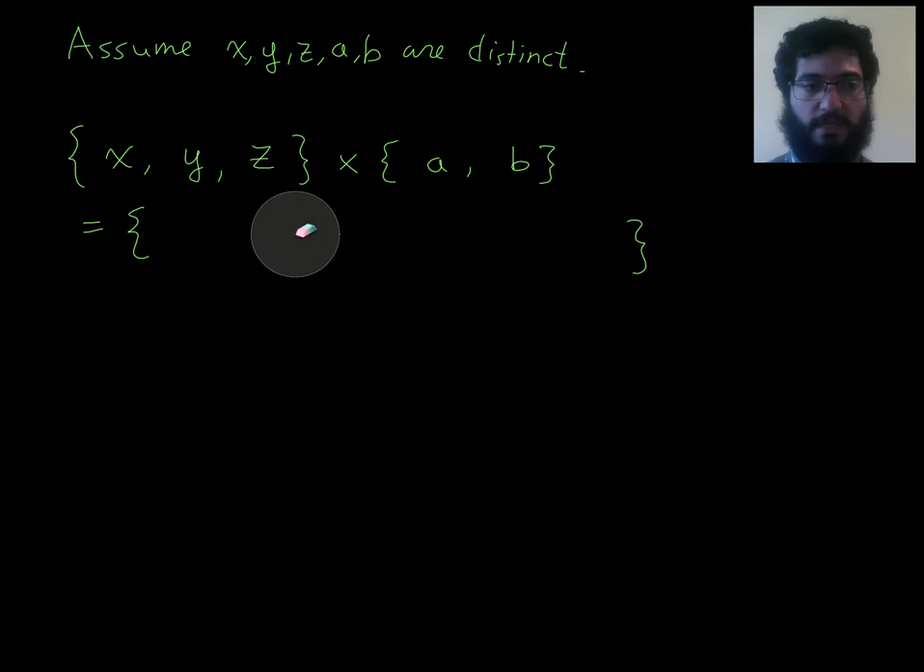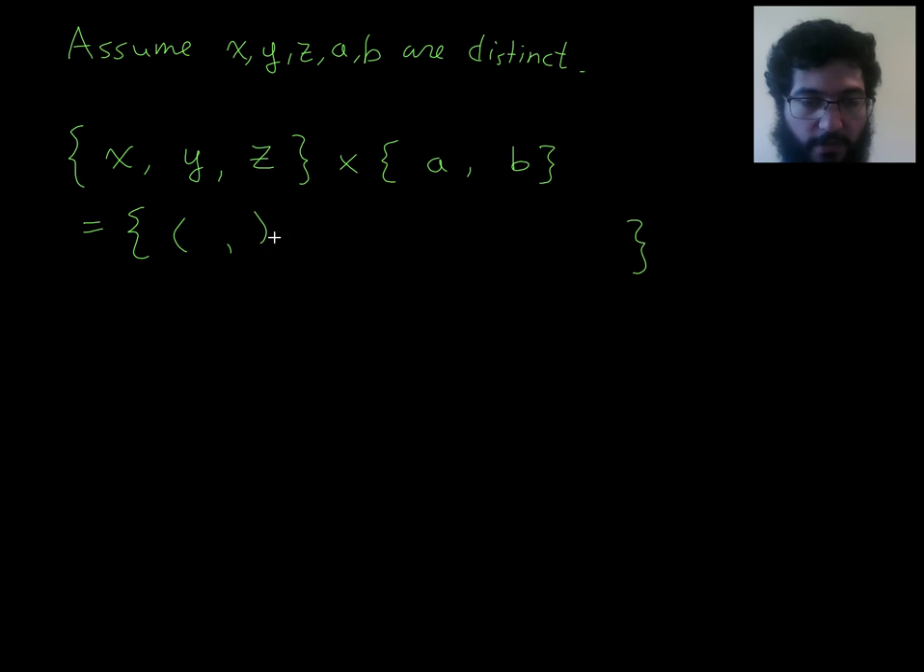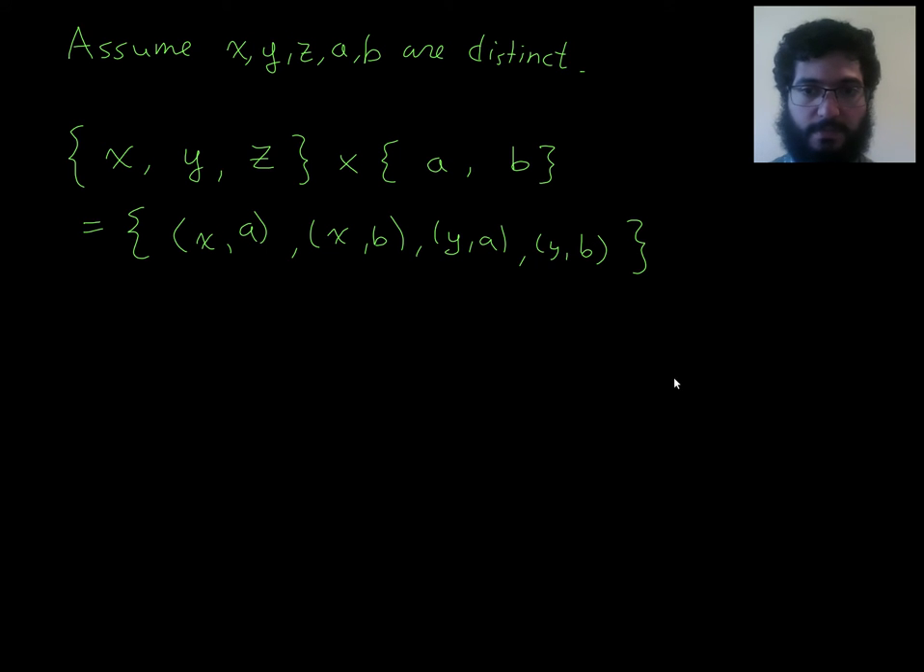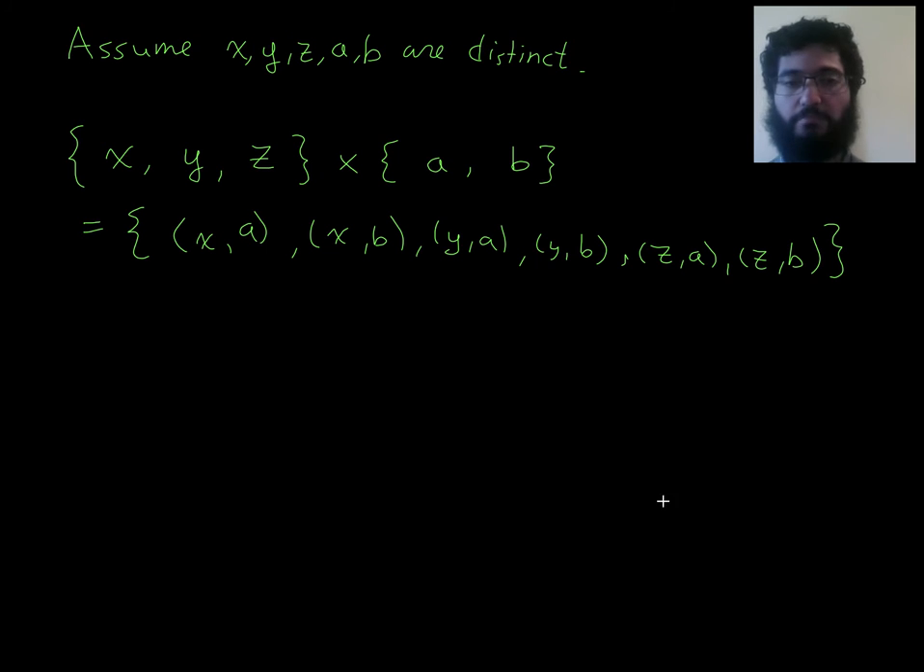So what we're listing here are going to be all the pairs. They're all going to be pairs. So everything I list here is going to be a pair with two things in it, right? And the pairs that get to make it in here are pairs where the first position is something from the left-hand factor of the Cartesian product, and the second position is something from the right-hand factor of the Cartesian product. So for example, XA, that would make it in there. So would XB. So would YA. So would YB. So would ZA, and so would ZB.